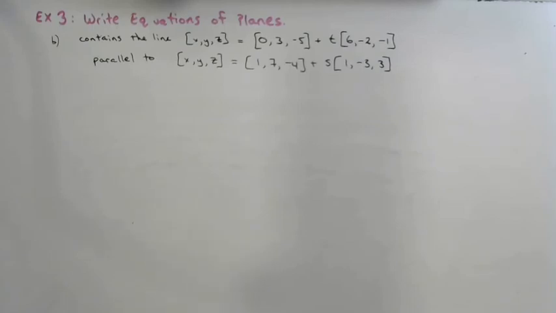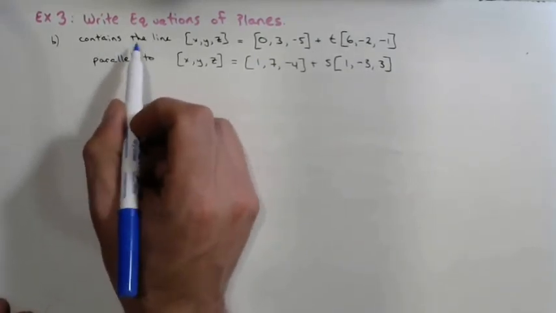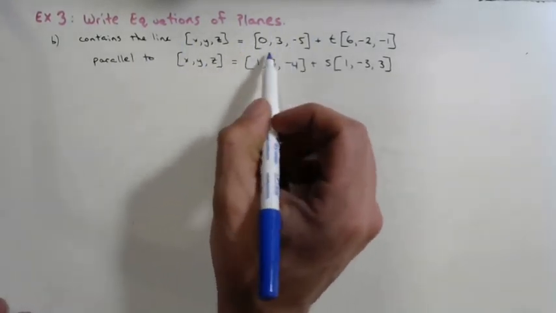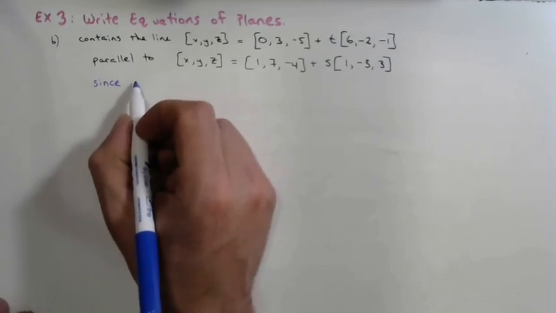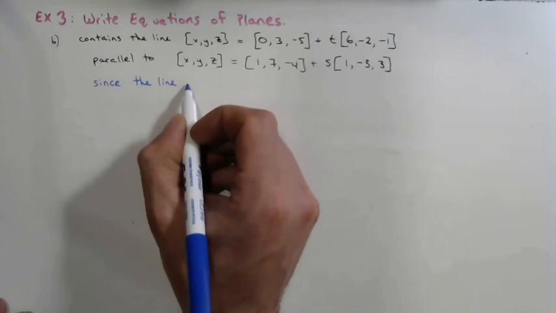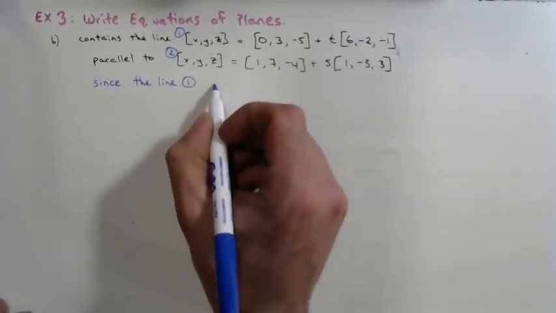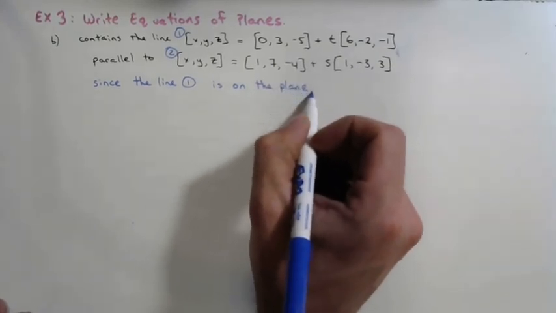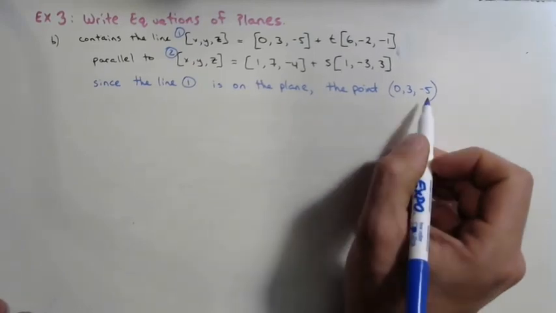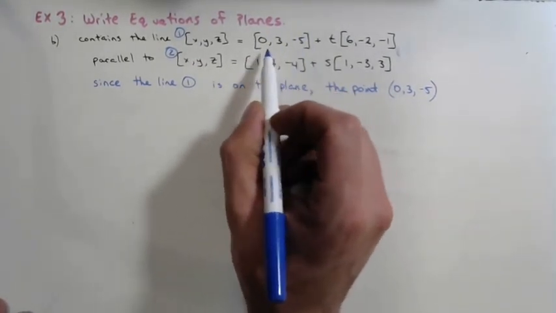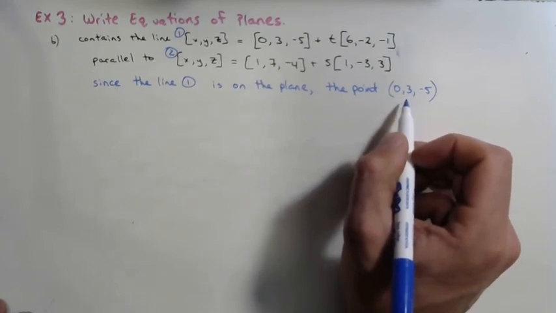Now this is where we really need to be able to understand what's happening here and dissect the information. There are some things that we know. If the plane contains this line, and this line is defined by this position vector and this direction vector, then I'm going to just call it line 1, and this one line 2, so that I don't have to write it out. Since line 1 is on the plane, the point (0, 3, -5) is on the plane. If this position vector has its head on the plane, then the point (0, 3, -5) is on the plane. Well, when we're defining a plane, we need a point and 2 non-parallel vectors.